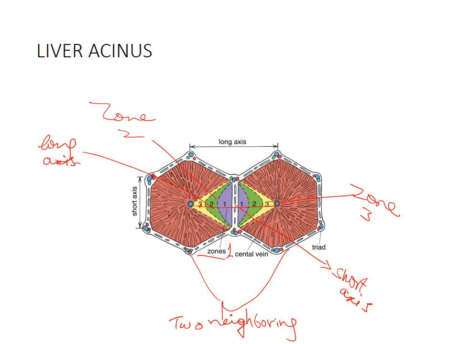Each hepatic acinus includes adjacent areas of the two neighboring hepatic lobules. Now this is the hepatic acinus, these are the long axes of the hepatic acinus, and this is the short axis. And you can see at the corners of the short axis lie the portal areas, while at the corners of the long axis lie the central veins. Taking into account the proximity of hepatocytes to the blood vessels and bile ductules running in the central axis, that is the short axis, each hepatic acinus is divided into 3 zones.